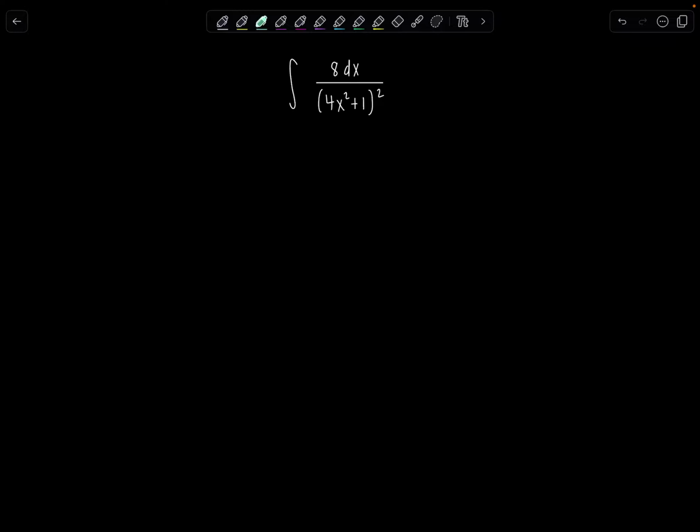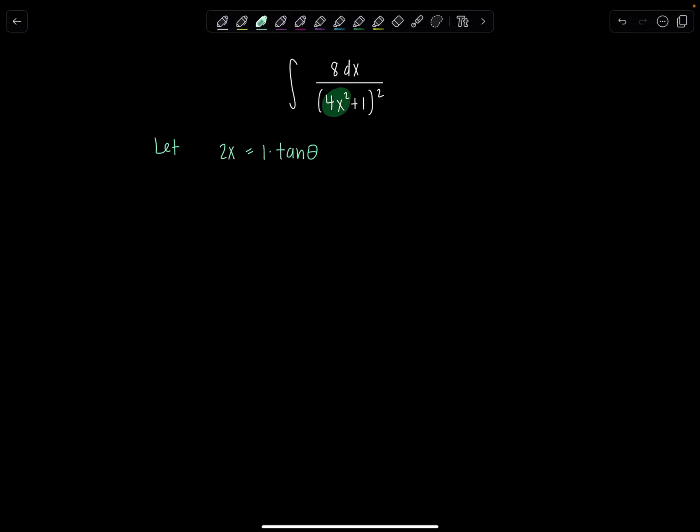I'm going to jump into my solution, and the first thing I went for was a trig sub because I didn't see x to the first in the numerator, so u sub wasn't appealing. And then just be careful because there's a coefficient on x squared here. Normally when we do trig sub, you just let x equal, in this case, a tan theta, but now I need to let 2x equal 1 tan theta.